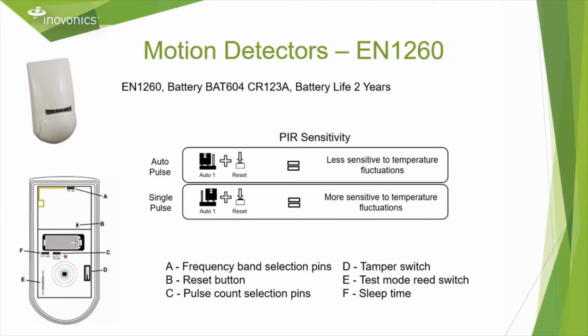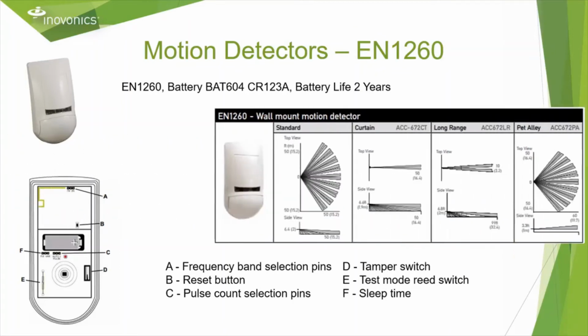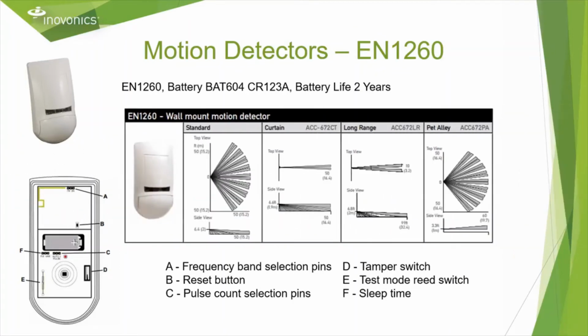You also have the ability to change the sensitivity of the PIR by adjusting the jumper placement to either auto pulse for less sensitive temperature fluctuations or single pulse for more sensitive temperature fluctuations. Along with the standard lens that provides a 50-foot coverage pattern, we offer a curtain, long range, and pet alley lens options.